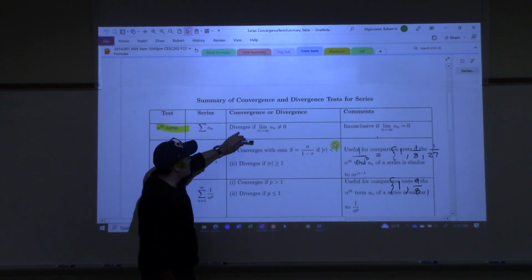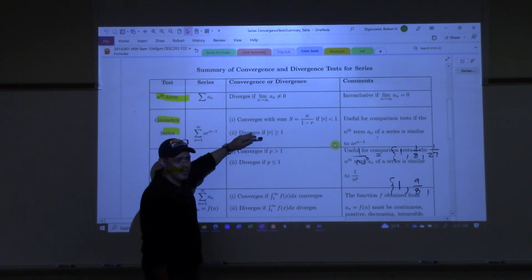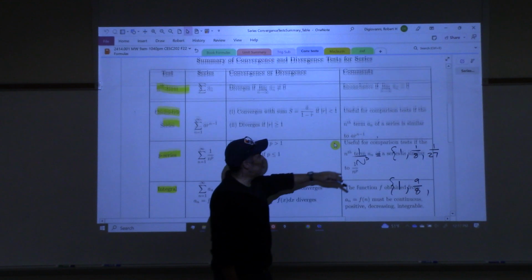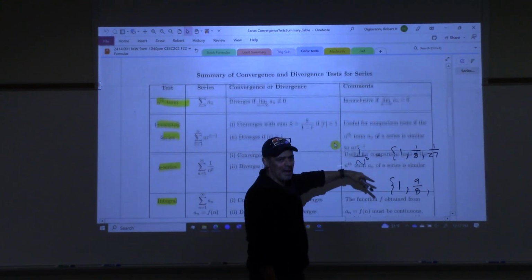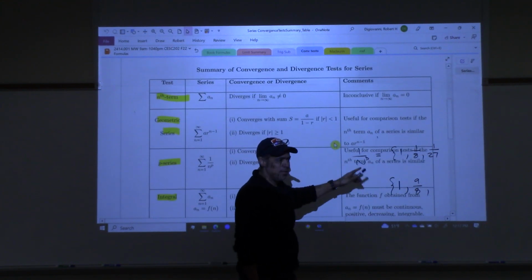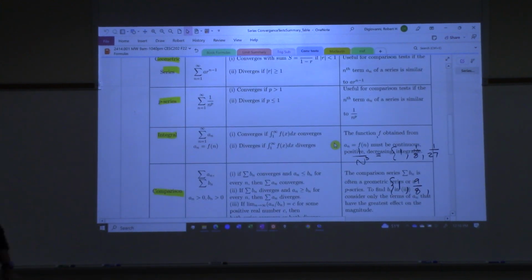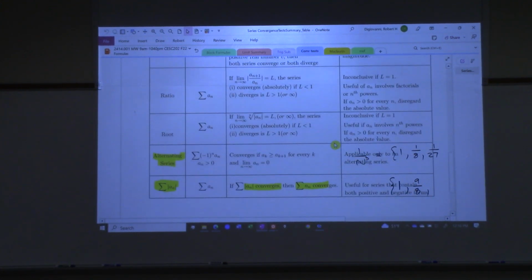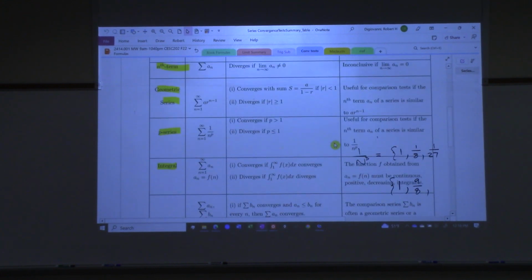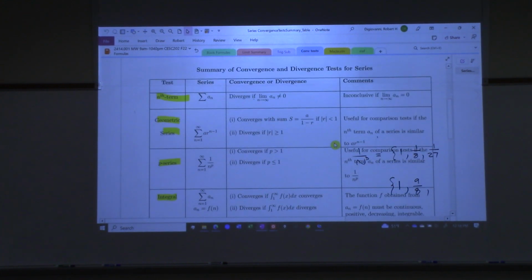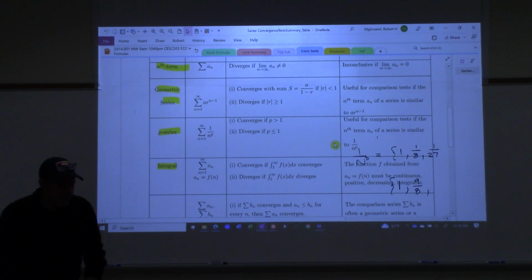This describes kind of how the test works. And then this describes some comments like, oh yeah, remember if this happens, that tells you nothing, the test fails. And so we are going to have to get intimately familiar with this sheet of tests. And yes, you're allowed to use that on the exam, and you are welcome.